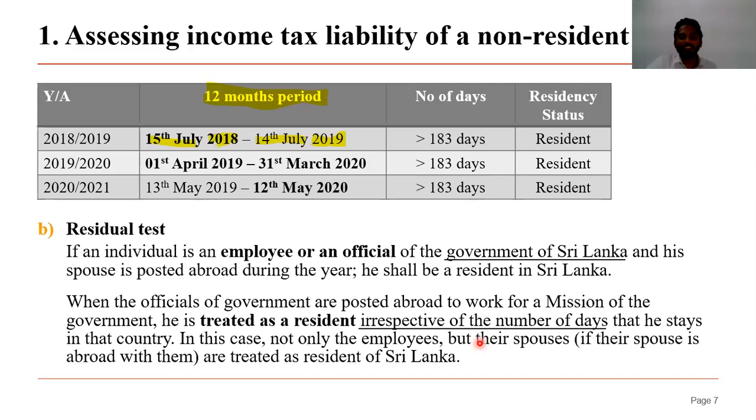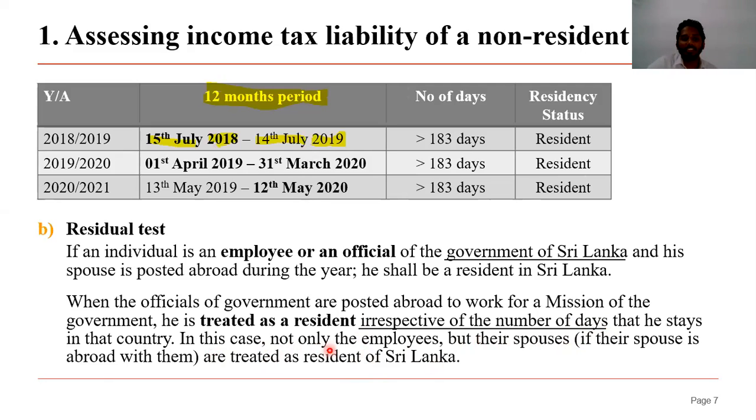No need to calculate. It's just residual. We can say they are resident in Sri Lanka, and he stays in Sri Lanka. So in this case, not only employees but their spouse are also treated as resident.